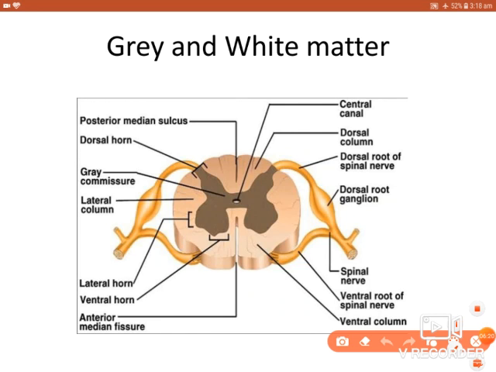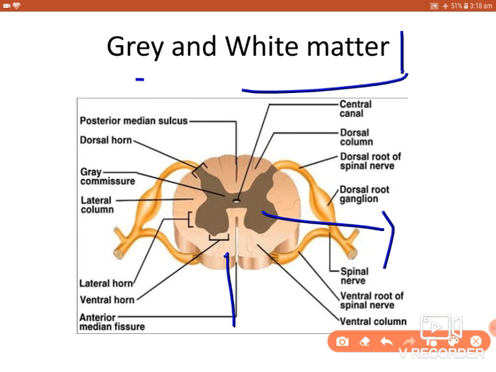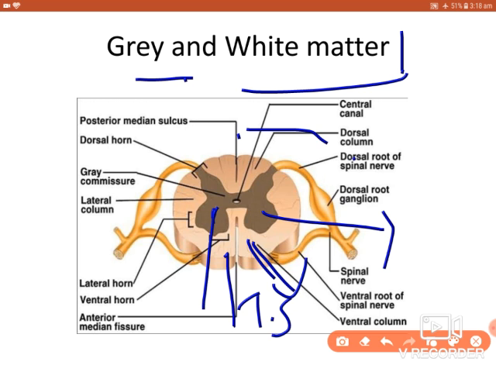Here, when we take a section of the brain and spinal cord, some areas appear whitish in color, which forms the white matter. Some areas appear grayish in color, which forms the gray matter. Here this is the transverse section of the spinal cord, with the gray matter inside and the white matter outside.